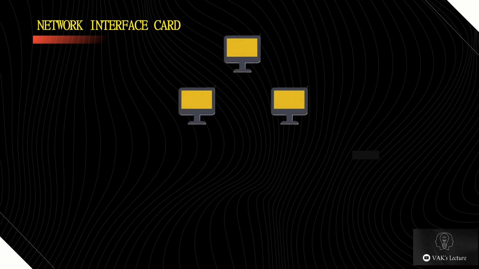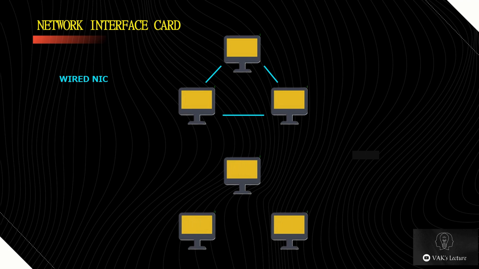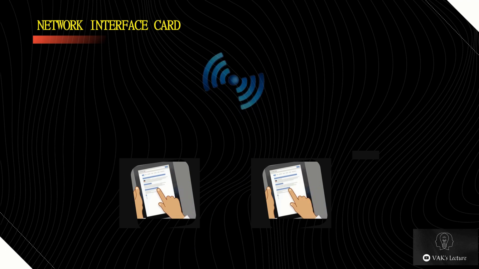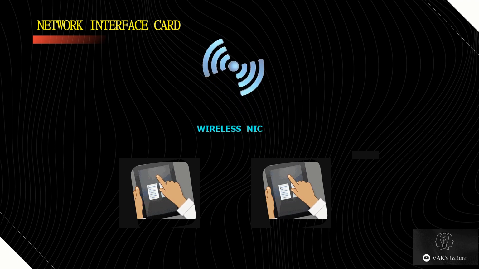Network interface cards used to share data using LAN cables are called wired network interface cards. On the other hand, data sharing between two devices by connecting them via Wi-Fi network is done by using wireless network interface cards. We connect our mobile phones to a Wi-Fi network using wireless network interface cards.